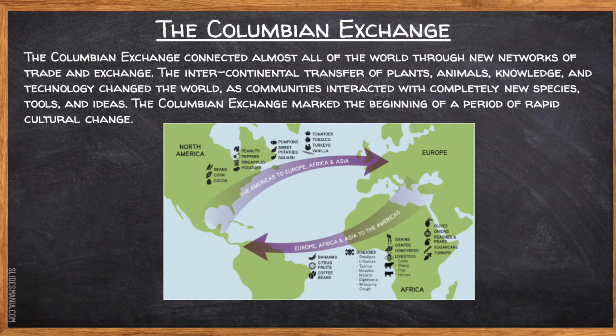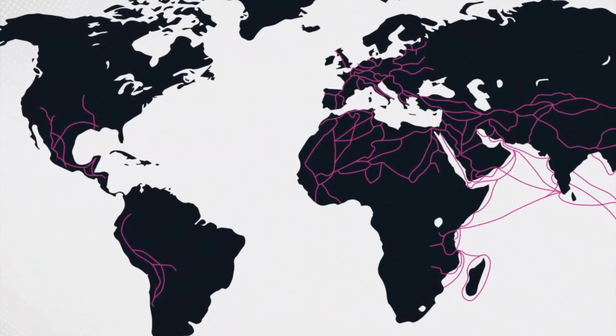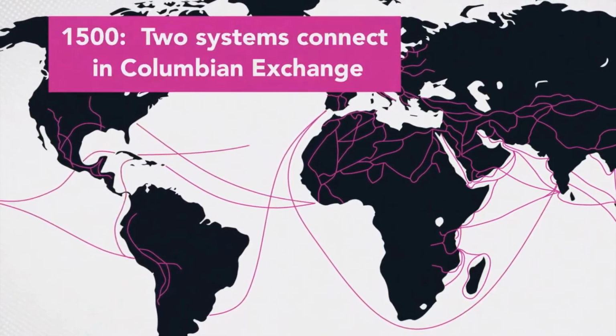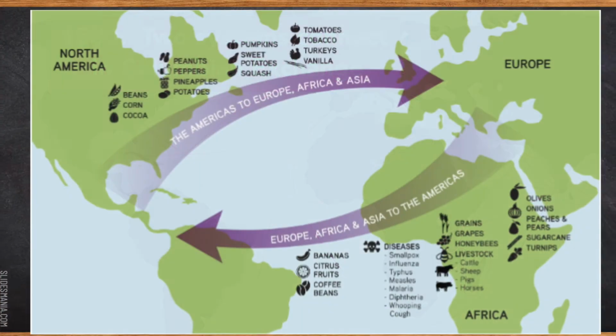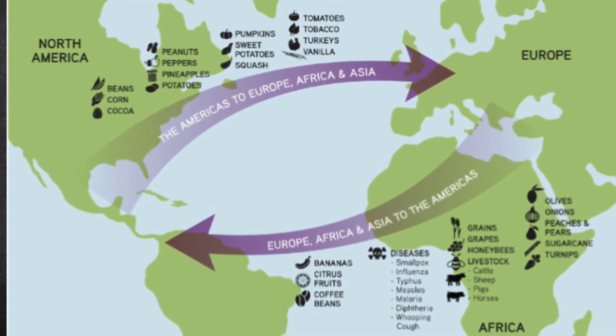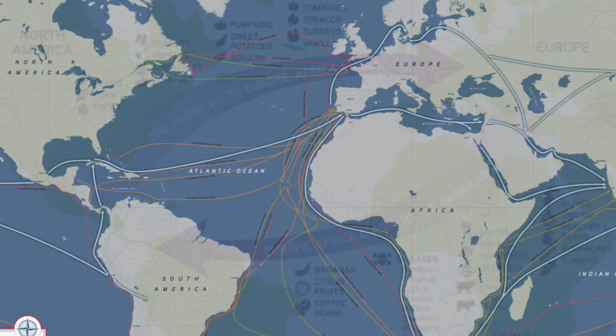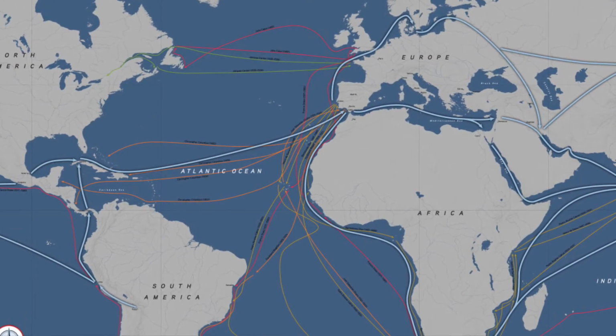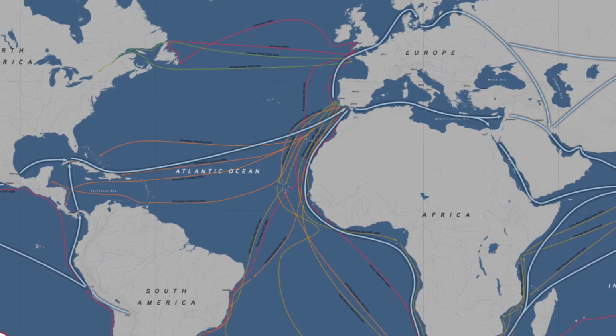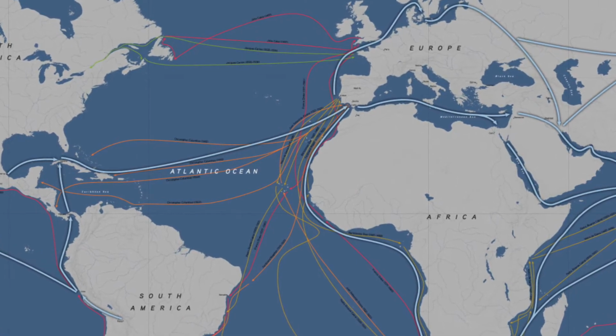The one thing that contributed to the demise of the Native Americans, but also the change in the global economy, was the Columbian Exchange. The Columbian Exchange connected almost all of the world networks. This also brought the transfer of plants, animals, knowledge, technology that would change the world. It would change the way communities interacted with each other. New species, tools, and ideas were also exchanged. The Columbian Exchange marked the beginning of a period of rapid cultural change throughout the world.